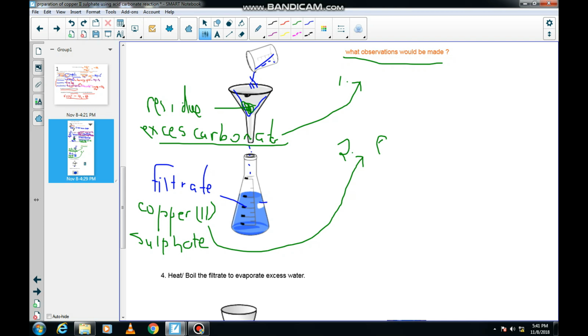Filtrate, or copper 2 sulfate solution, aqueous copper 2 sulfate solution, collects as filtrate, while the copper 2 carbonate remains trapped in the filter paper as residue.